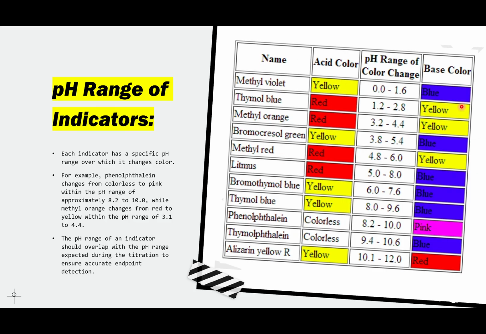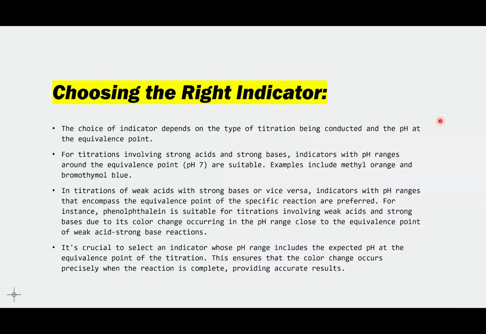So I have a plethora of different types of indicators here. So let's have a look. Choosing the right indicator. The choice of indicator depends on the type of titration being conducted and the pH at the equivalence point, right? For titrations involving strong acids and strong bases, indicators with pH ranges around the equivalence point of pH 7 are suitable. For example, our methyl orange and our bromothymol blue, right?